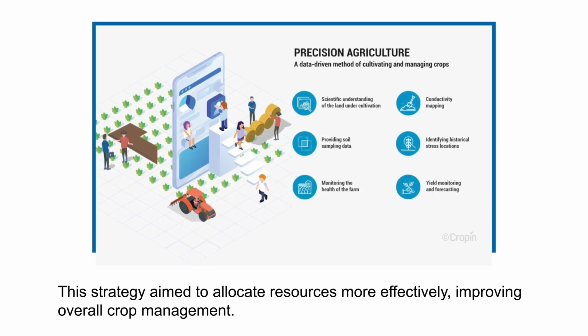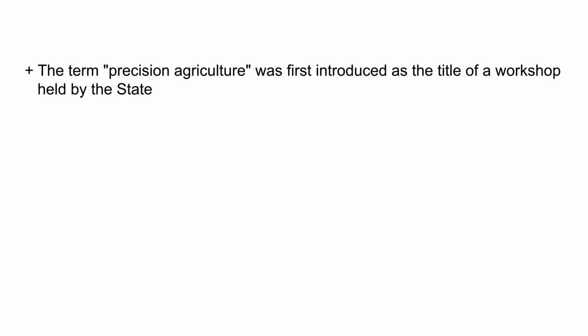realize its potential. The term precision agriculture was first introduced as the title of a workshop held by the State College of Montana in 1990. The advancement of modern PA was significantly influenced by progress in information technologies. A major milestone in its development came in 1983 when U.S. President Ronald Reagan announced that GPS would be made available for civilian use.